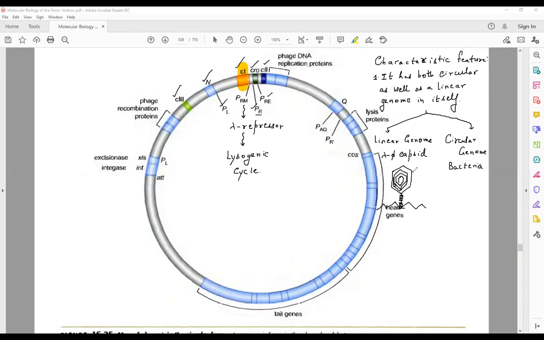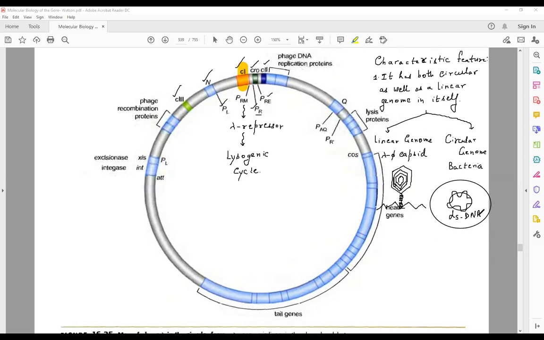But when you look at the circular genome in the case of the bacterial cell, I'm just taking a bacterial cell for the sake of simplicity. In the bacterial cell, this genomic DNA will get converted into a double-stranded circular DNA molecule. The lambda phage genomic DNA is going to be integrated and will form circular dsDNA.